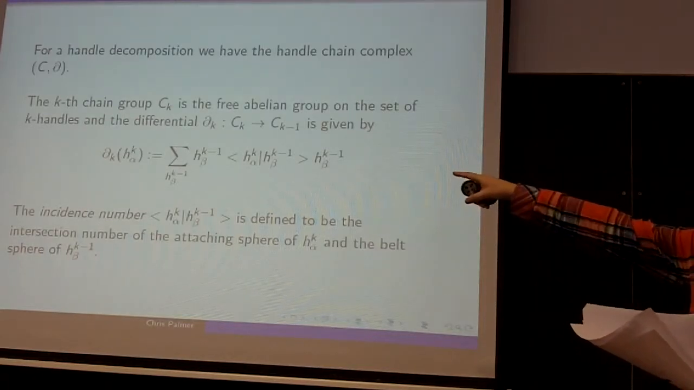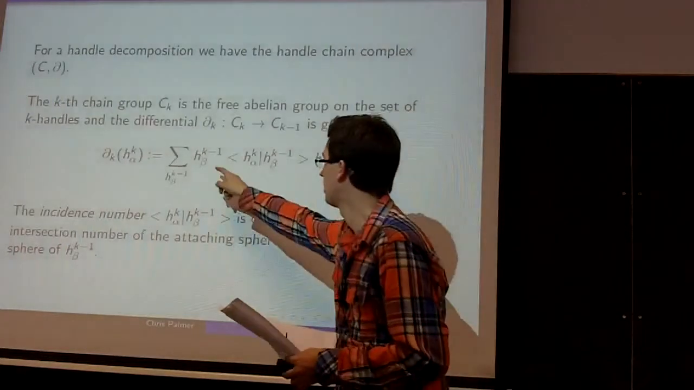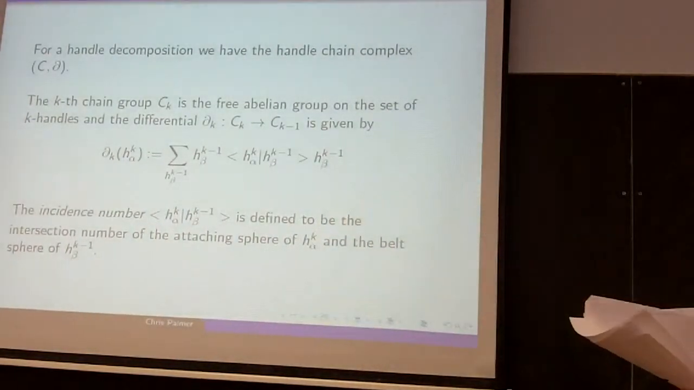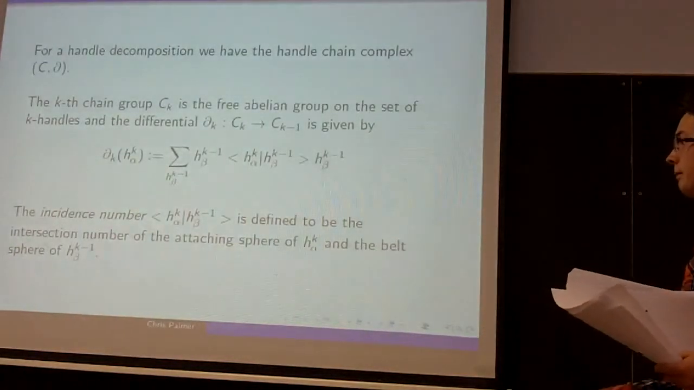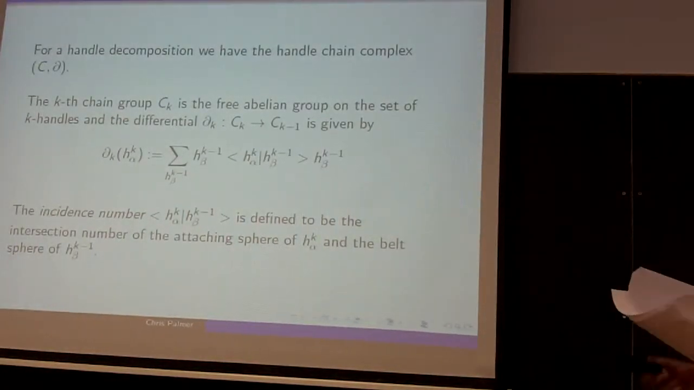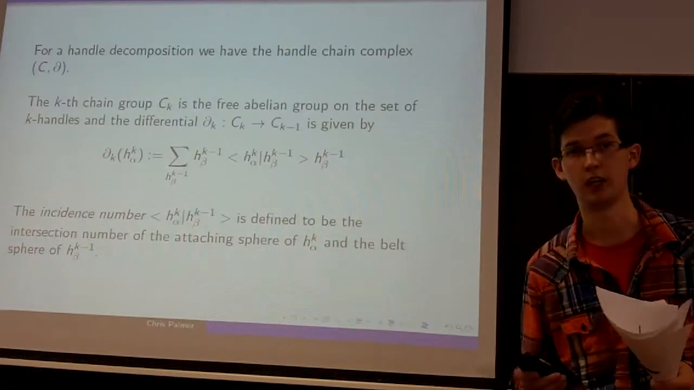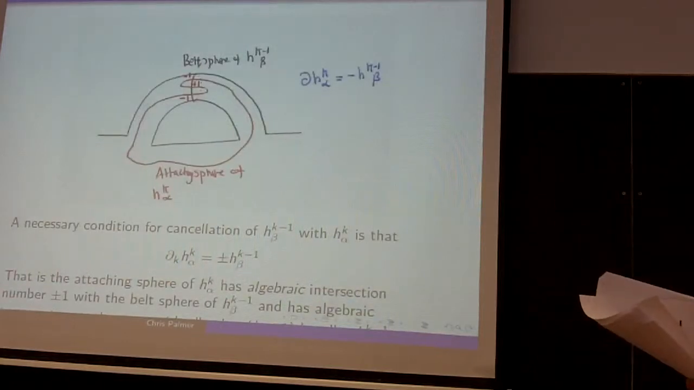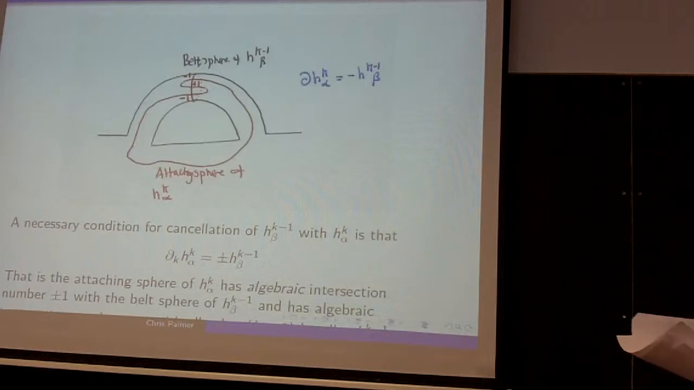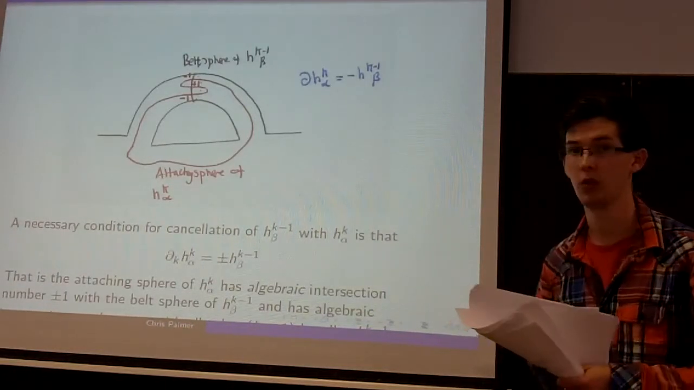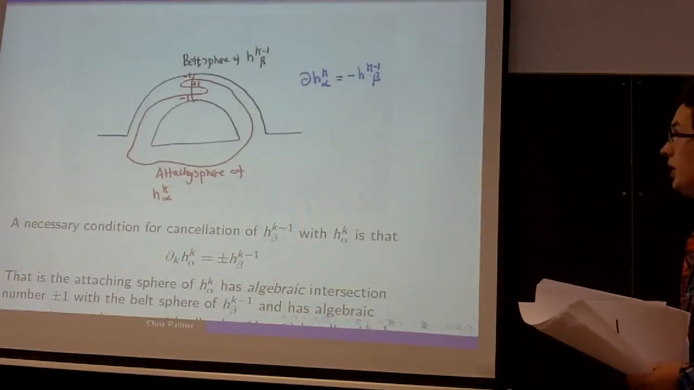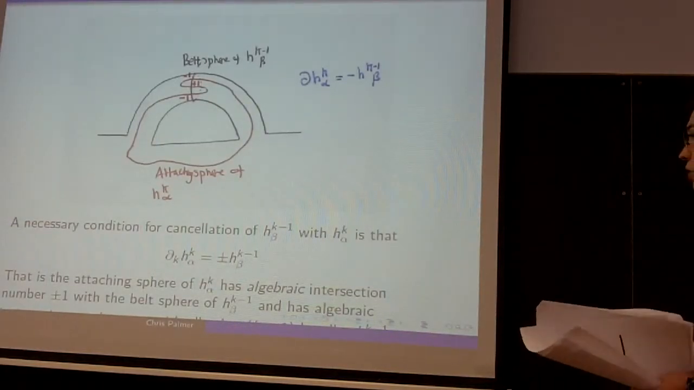There shouldn't be this factor here; it should not be there. It's defined in terms of the incidence numbers, specifically the intersection number of the attaching sphere for the k handle and the belt sphere for the k-1 handle. So we have a picture here. The boundary of this k handle is given by -1 times the k-1 handle, because we have these intersection numbers +1, -1, -1, which give -1 overall.